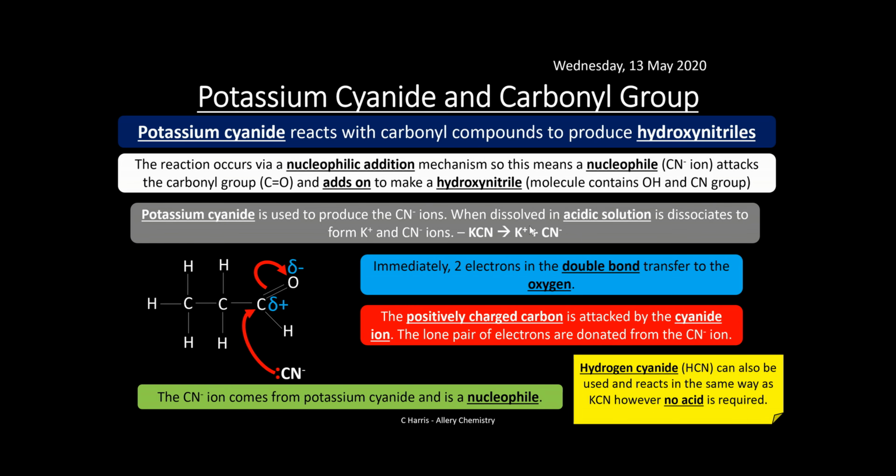Hydrogen cyanide can be used as well, and if we are using hydrogen cyanide, we don't need to dissolve it in acid because hydrogen cyanide is acidic in its own right. It's easier to use potassium cyanide because it's less toxic and easier to handle. Hydrogen cyanide is a gas, and you definitely need to use a fume cupboard for it, and it's also quite difficult to handle because it's a gas.